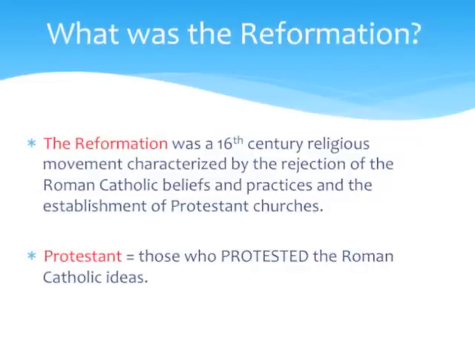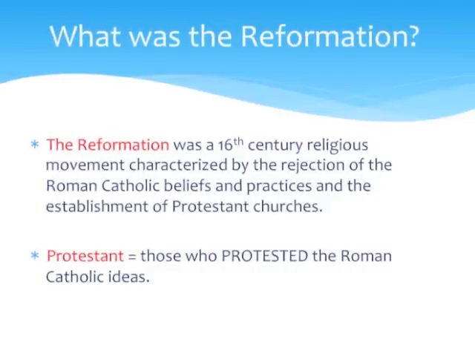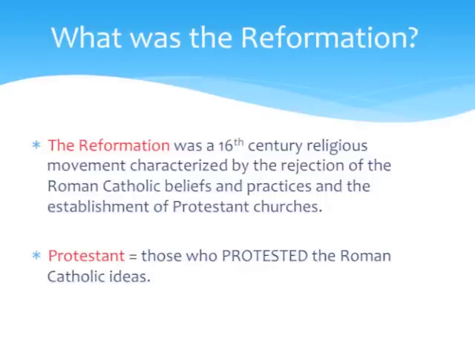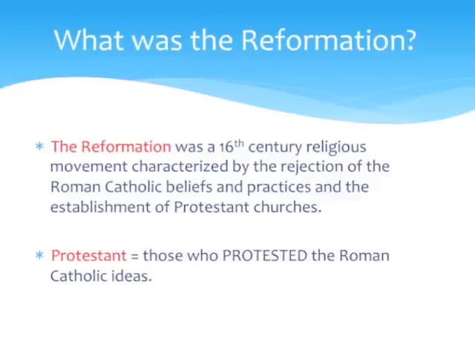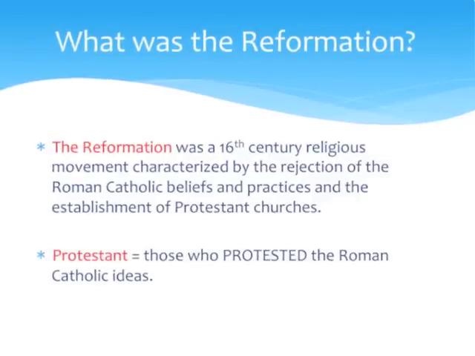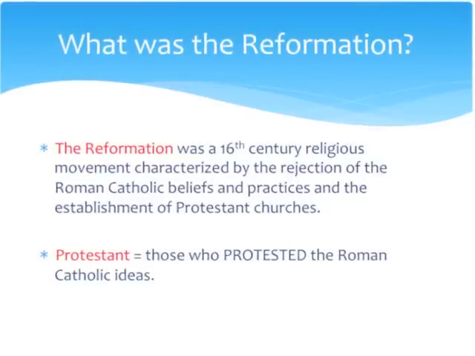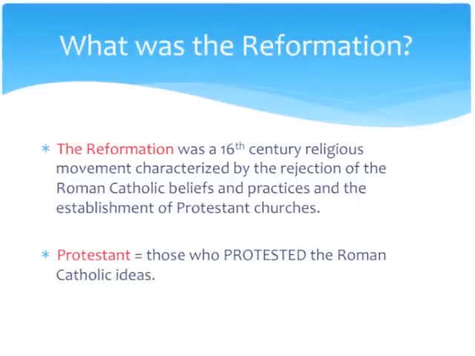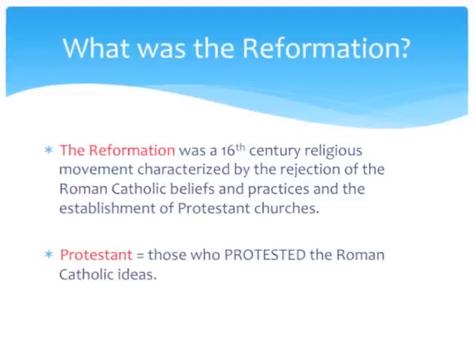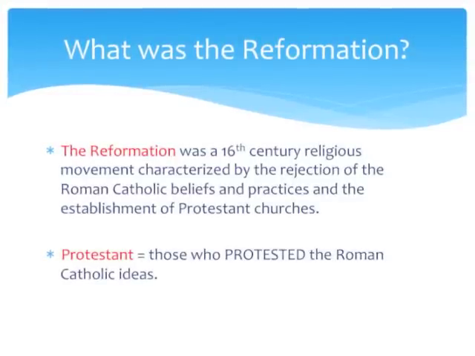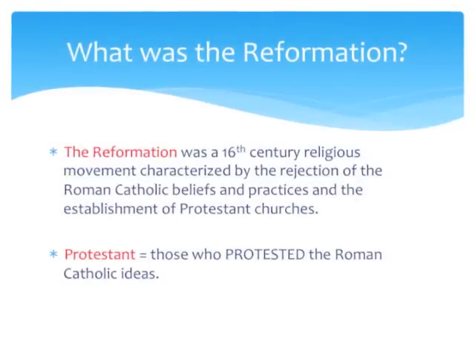So the first thing you need to understand is what was the Protestant Reformation. The Reformation happened in the 16th century. It was a religious movement that was characterized by the rejection of the Roman Catholic beliefs and practices. Remember, Roman Catholicism had been the religion for most of Europe since the ancient times. And this Reformation was the first real rejection of that and the establishment of the Protestant churches. We get the word Protestant because the Protestants were those who protested the Roman Catholic ideas.